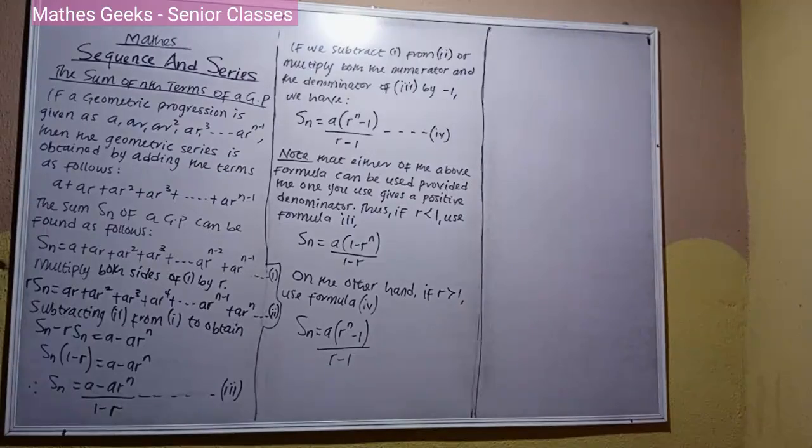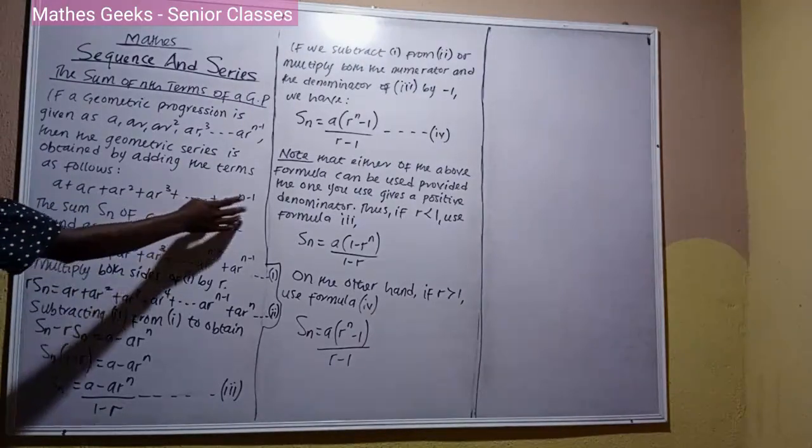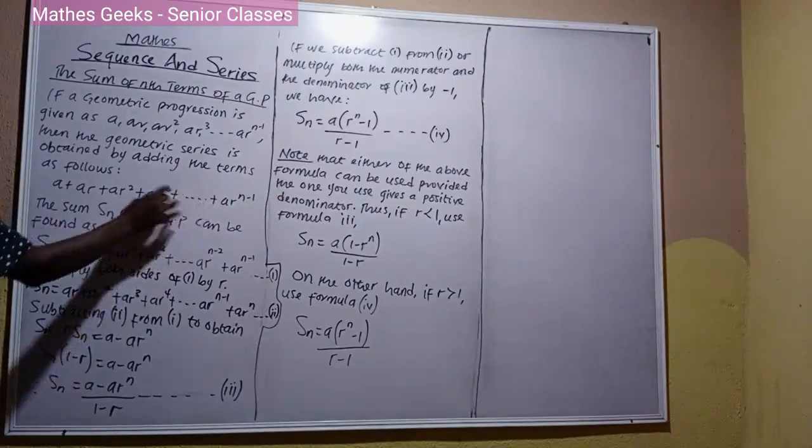So remember when I treated a series of n terms of an arithmetic progression, I told you that a series is when the terms that make up a particular sequence, or a particular AP or GP, are added together. So once there is addition, that is no longer a sequence, it's a series. But if there's no addition, it's only a sequence. So then the geometric series is obtained by adding these terms as follows: a + ar + ar^2 + ar^3 + ... + ar^(n-1). The presence of this addition makes the sequence a series.